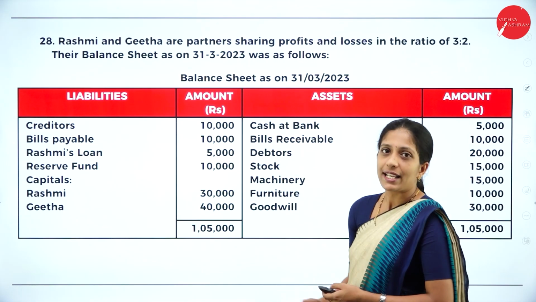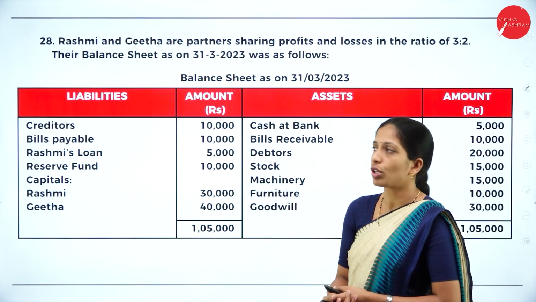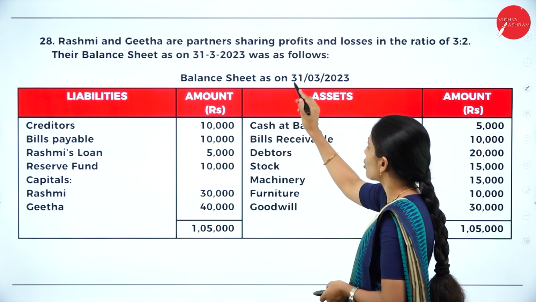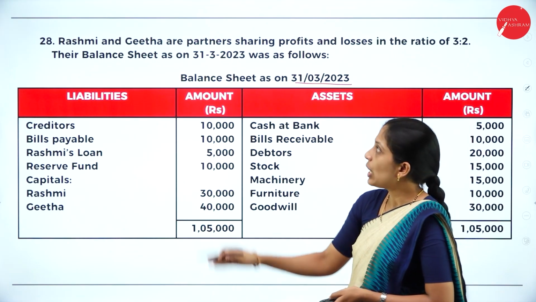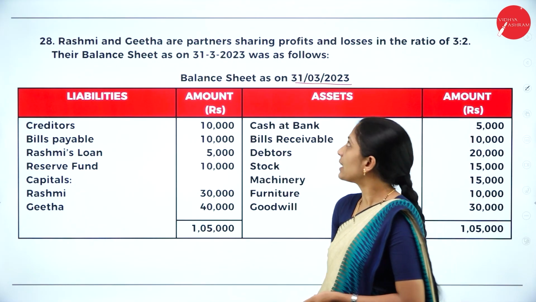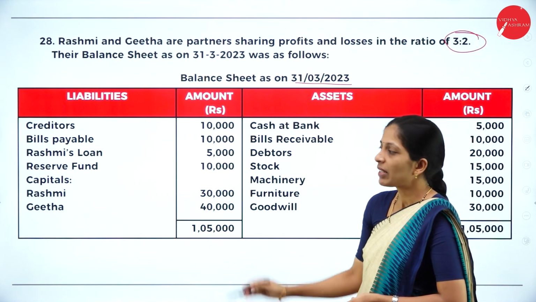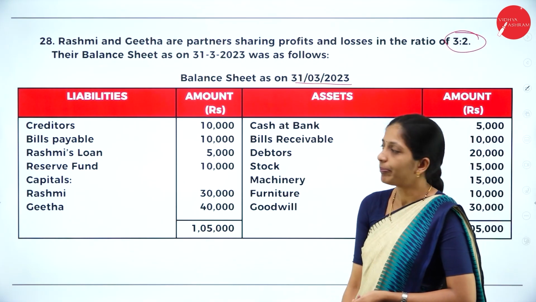Now moving on to the next problem, this is a problem on dissolution of a partnership firm. So they have given the balance sheet as on 31st March 2023. Who are the partners? Rashmi and Geeta are partners and their profit sharing ratio is 3:2. And they have given the balance sheet here.